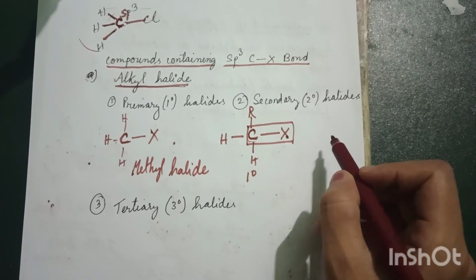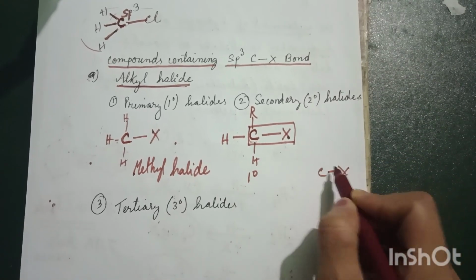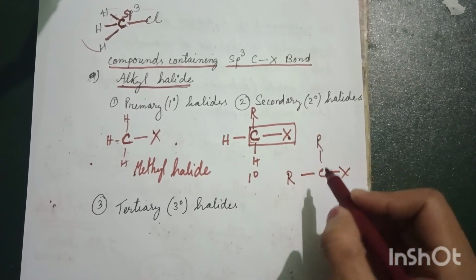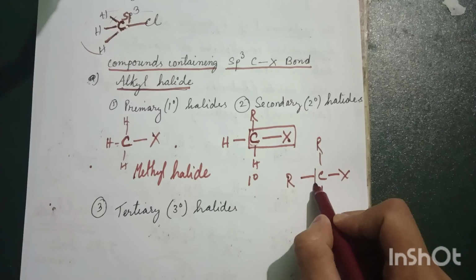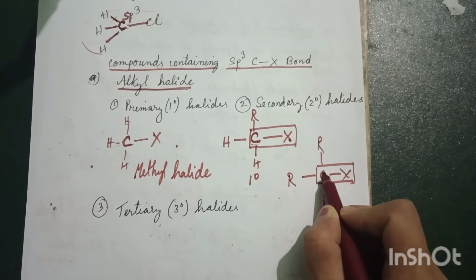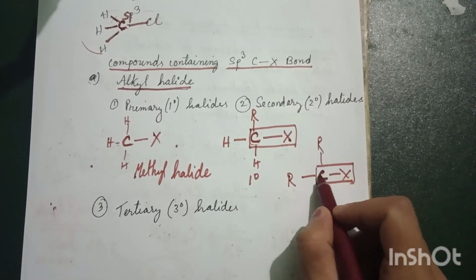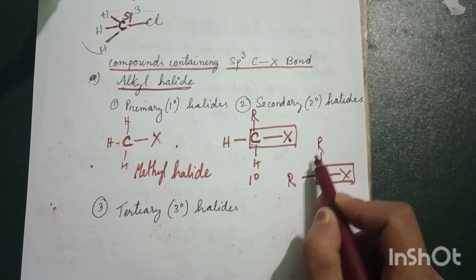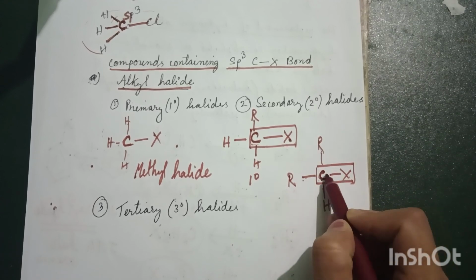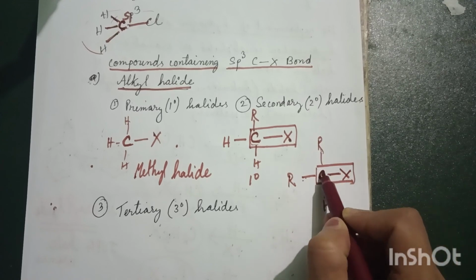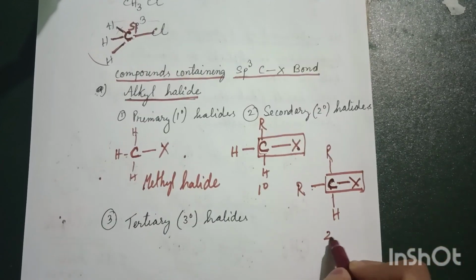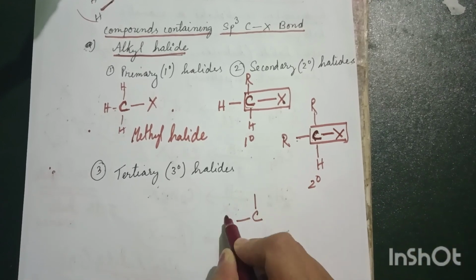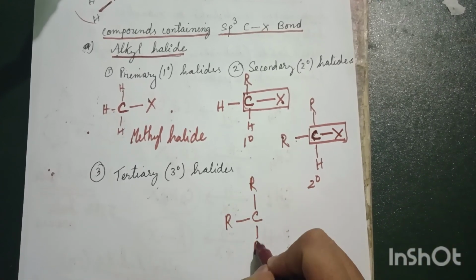Now I can change it into secondary by changing one other hydrogen with R. So now, let us always look at the C–X bond. We have to see how many carbons this carbon is connected to. R means alkyl, carbon, carbon. It is connected to two carbons directly. That means the carbon bonded to X is connected to two carbons, so this is secondary. And tertiary will be, you have to replace all the hydrogens. So now it becomes tertiary.